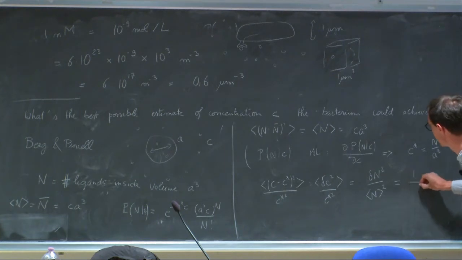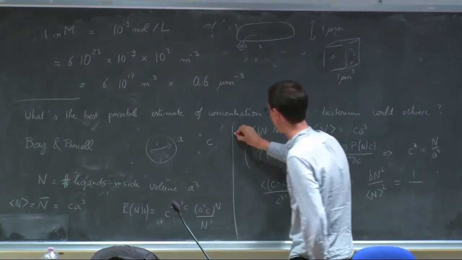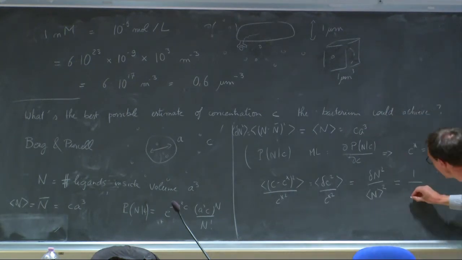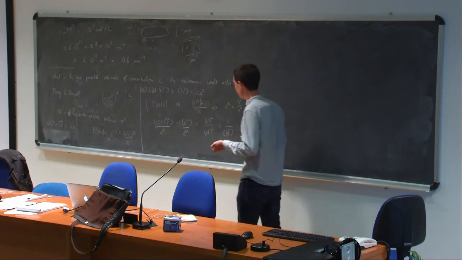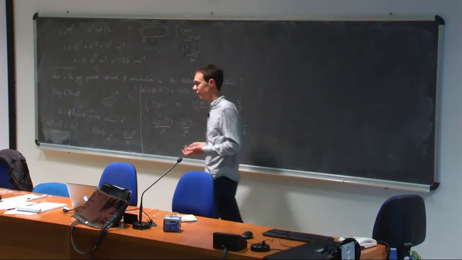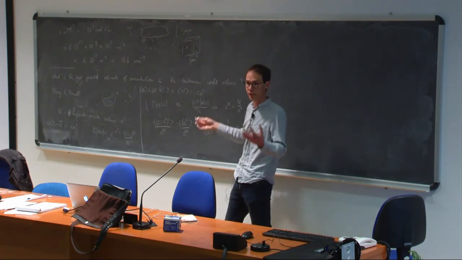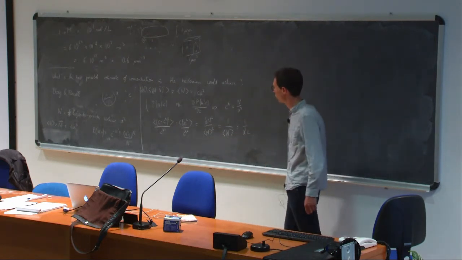And this, by virtue of the fact that the fluctuations of n, so that this is delta n squared, are of the order of n, again, no surprise, law of large numbers. The error I will make on my estimate will go like 1 over the number of observations. Here I observe n molecules inside the volume, so this is the error I make. Okay. In that case, it's just proportional to this.